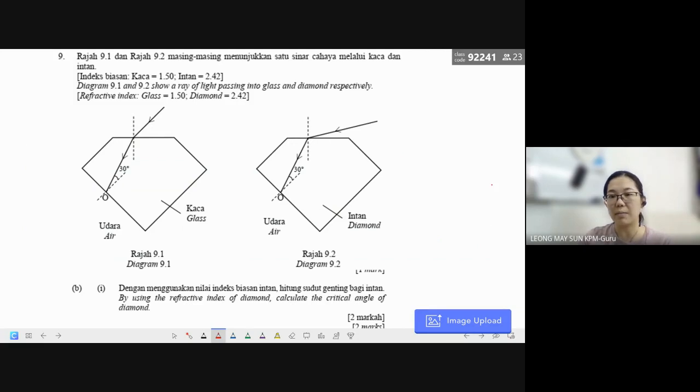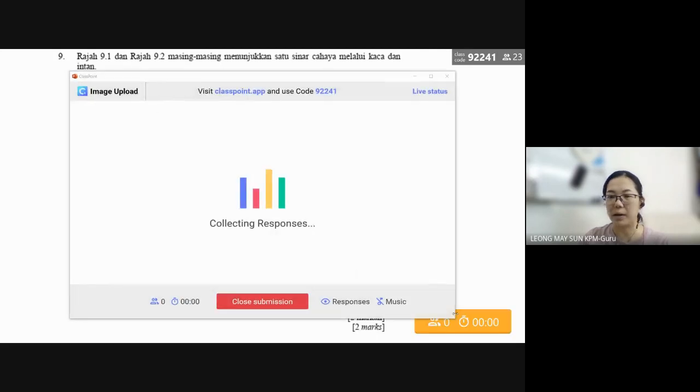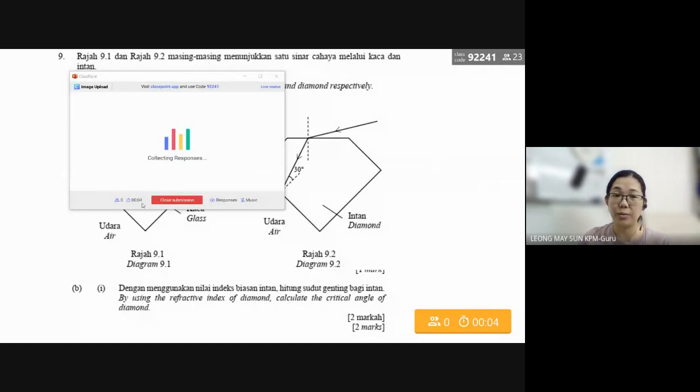Okay, so next question is by using the refractive index of a diamond, calculate the critical angle. This is an image upload, means that you can just snapshot your answer and put it up. I'm just going to wait for 2 minutes max. Hopefully there's answers already.